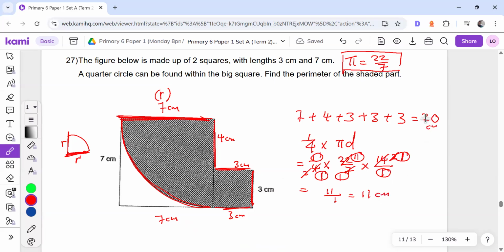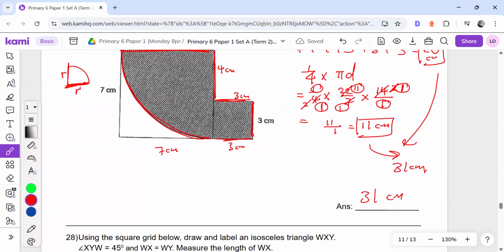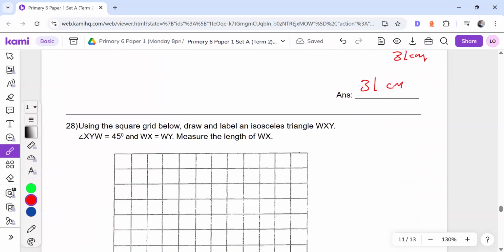So what do you do next? You add the straight lines and the circumference together. And that's how you get 31 cm, which is the perimeter. Right? Okay. All right, let's move on to the next one already. Okay, next one, question 28.